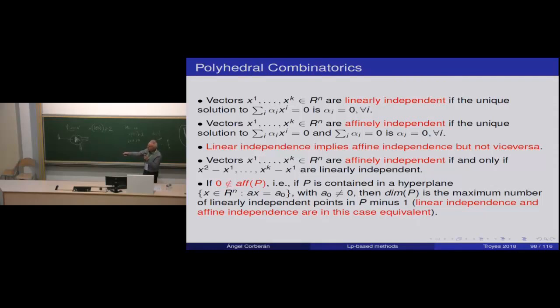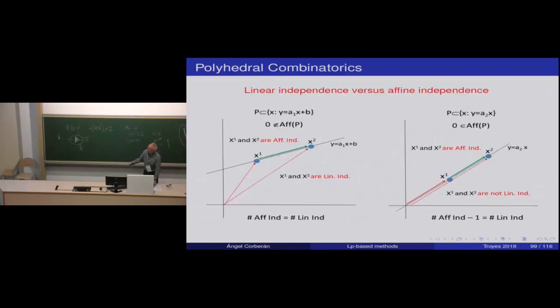There is a condition that says that if your polyhedron is contained in a hyperplane that doesn't pass through the origin, so the origin of our space is here, if our polyhedron is in a hyperplane like this, then affine independence and linear independence are exactly the same. But this is not really the case. This is the idea.